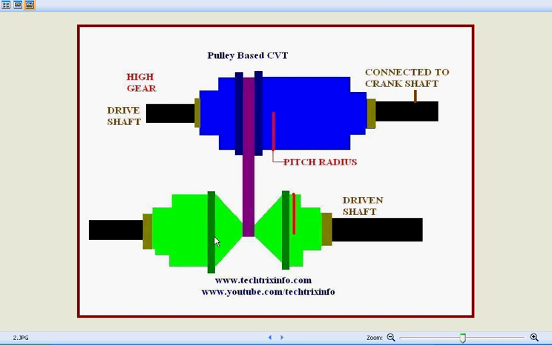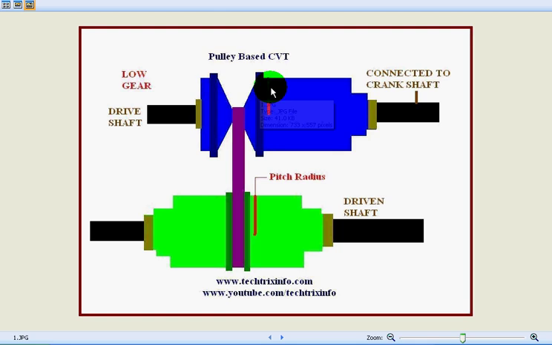As a result, these pulleys move away from each other. So the pitch radius, you can see this red line. This is showing the pitch radius, that's the distance from the center of the pulley towards the outer circle. Here the pitch radius is less because the belt which is engaged is very little, as the pulleys have moved away from each other, and here the pitch radius is high because the pulleys have moved together.